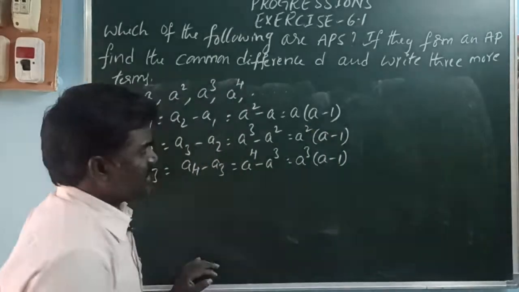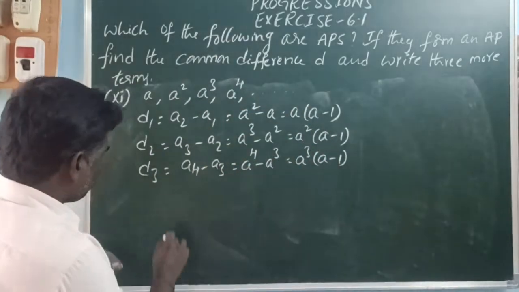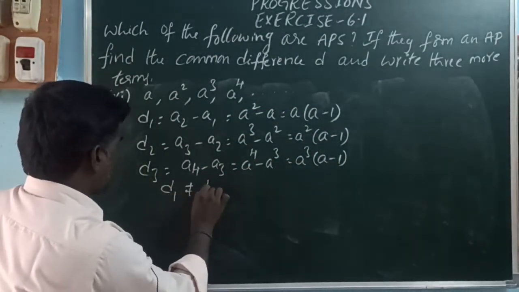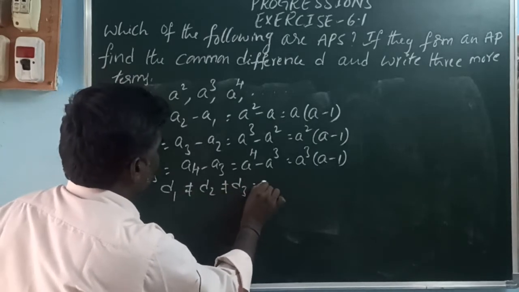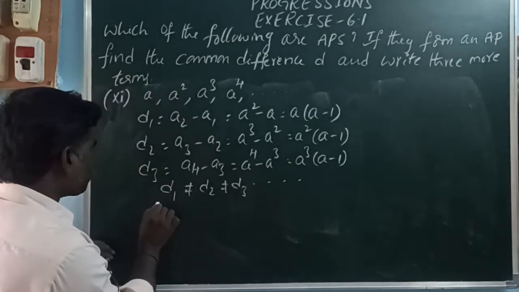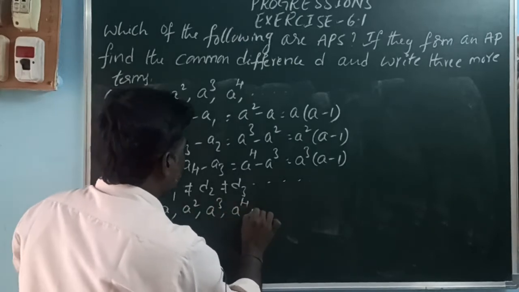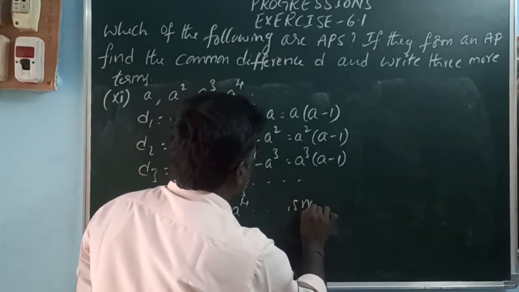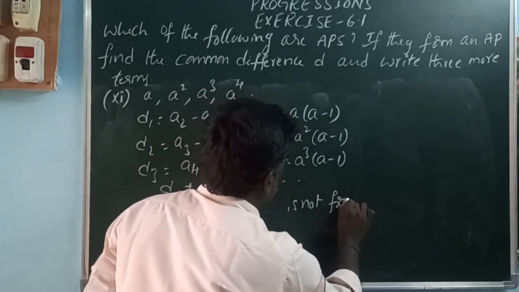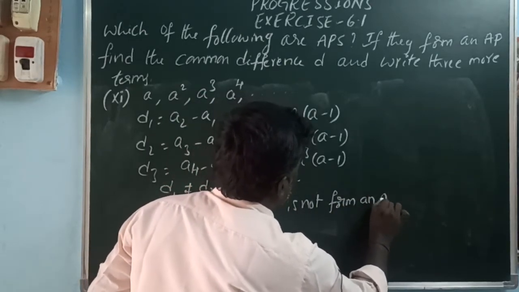So the common difference is not equal. d1 is not equal, d2 is not equal, d3. Therefore a, a square, a cube, a power 4 and so on does not form an AP.